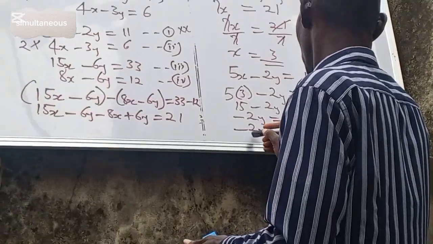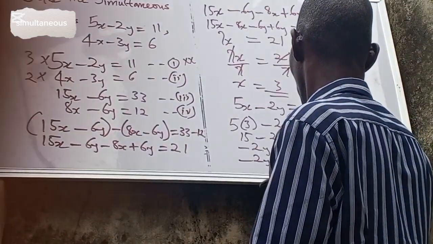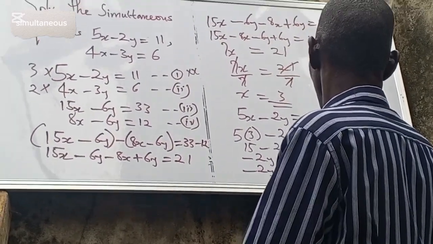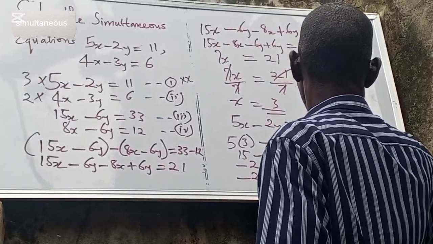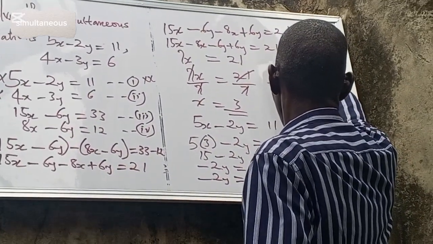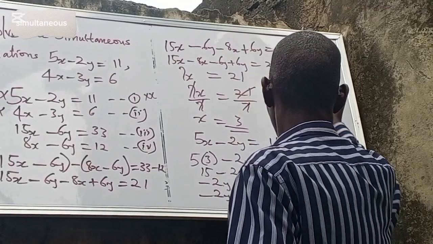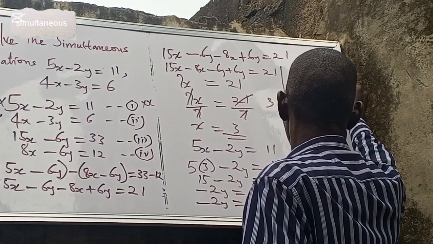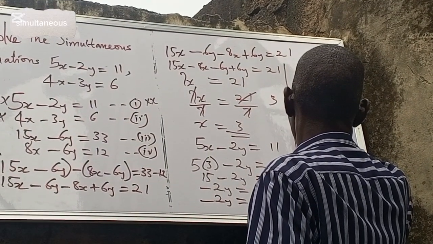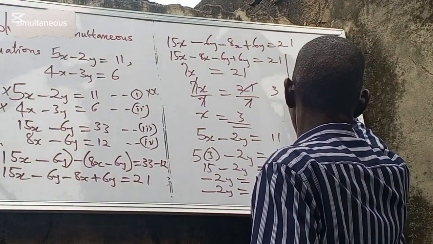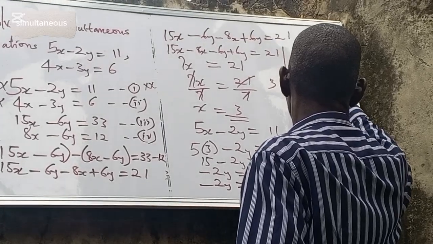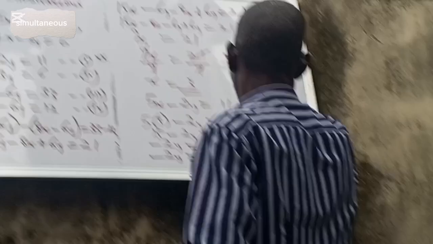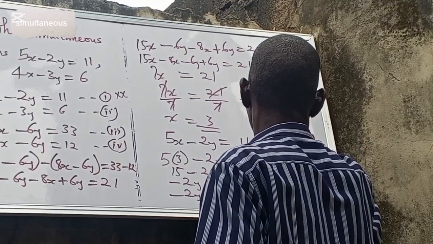So you divide both sides by minus 2. Minus 2y divided by minus 2 is equal to minus 4 divided by minus 2. This cancels this, and this cancels this. You have 2. So our y is equal to 2.